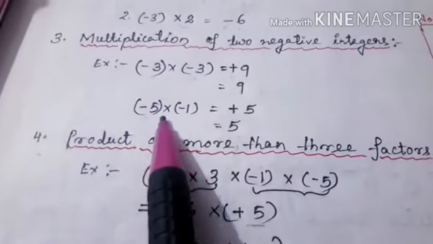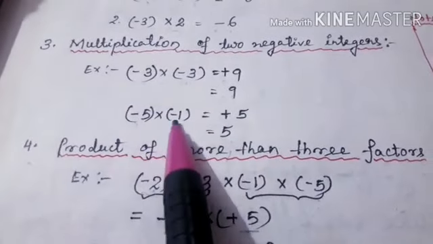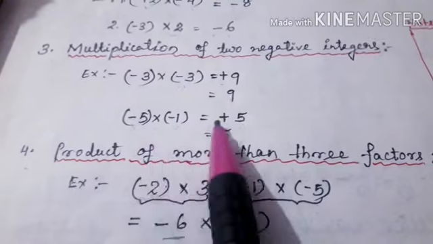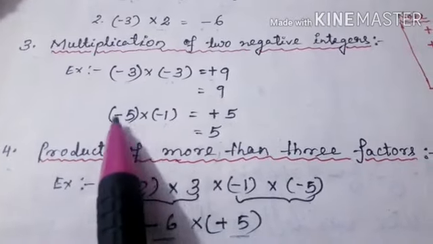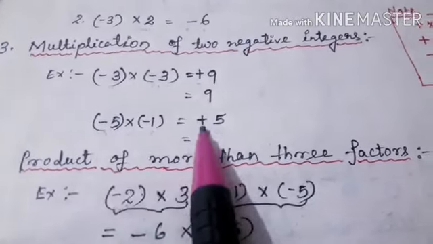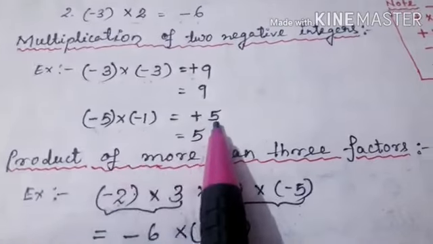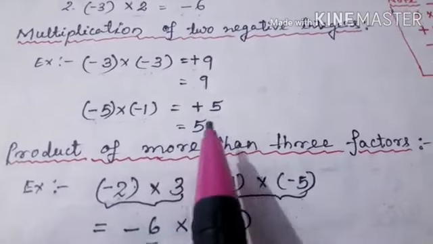Then minus 5 into minus 1. Both are negative integers. When we multiply, what sign will we get? Minus into minus is equal to plus, 5 into 1 is equal to 5, which is equal to plus 5.